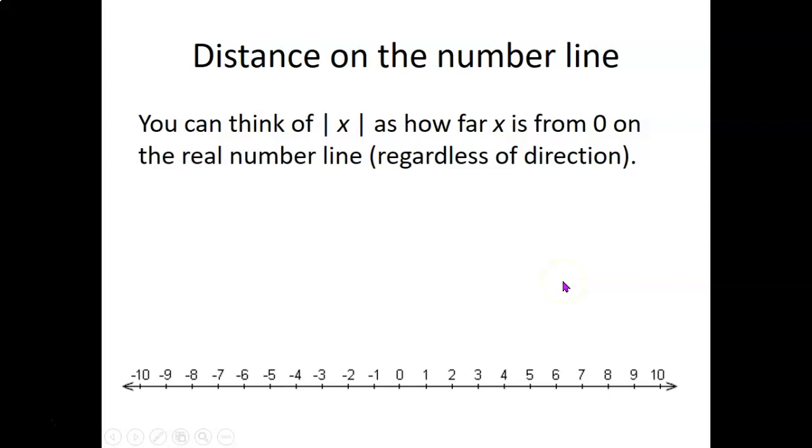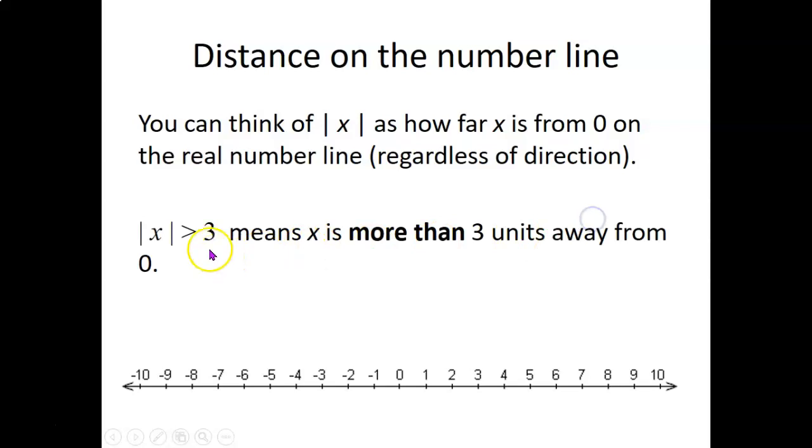Going back to our distance setup, we said you can think of the absolute value of a number as how far that number is from 0. It's distance away from 0. If that distance is greater than 3, the absolute value of x is greater than 3 means that x here is more than 3 units away from 0. Look at this number line and figure out, okay, which numbers are more than 3 units away from 0?